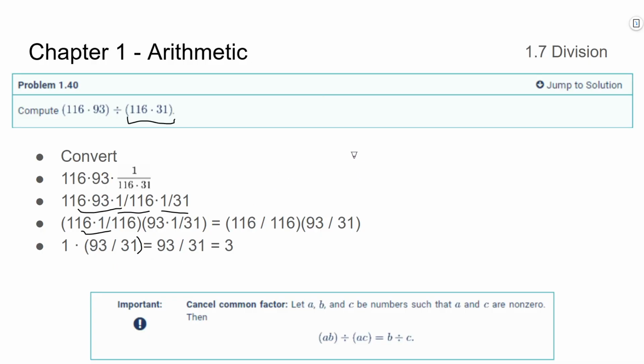If you did 93 divided by 31, how many times does that go in? Let's see, if you try 3, then you get 3 there and 9 there. All right.